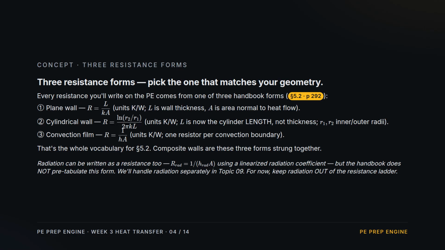Three resistance forms cover everything here. Plain wall, R equals L over kA. Cylindrical wall, R equals the log of r2 over r1, over 2 pi kL. Watch out, L here is the cylinder length, not the wall thickness. Convection film, R equals 1 over hA, one per boundary.